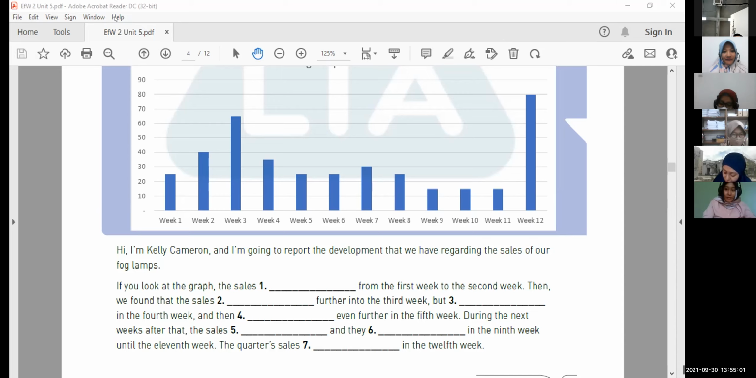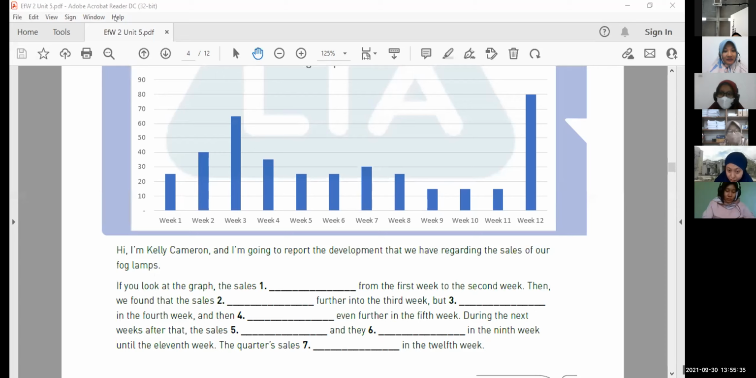Okay, I think she's done. Okay, I'll answer that. Sure. And they steadily constant in the main week until the 11th week. And they went steadily constant for number 6. Number 7. The water cells reach a peak.